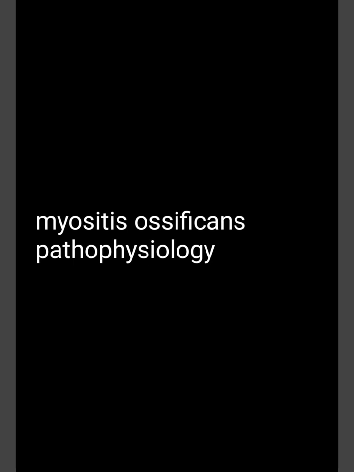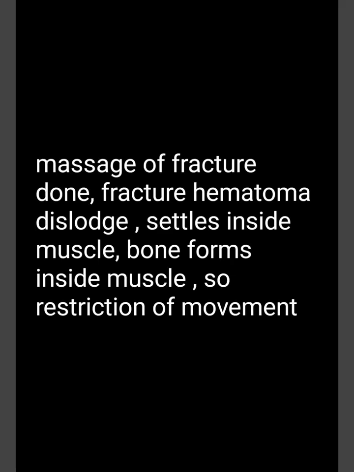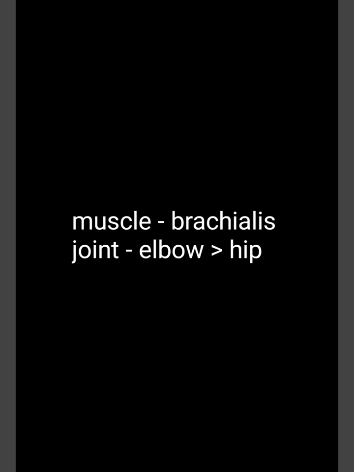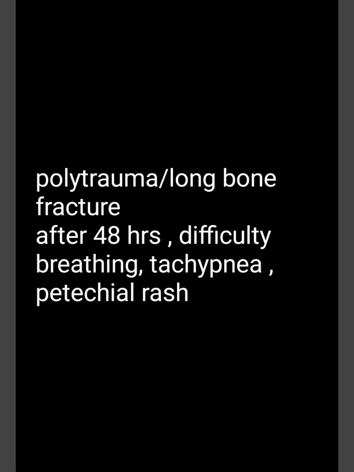Myositis ossificans pathophysiology: massage of fracture done, fracture hematoma dislodges, settles inside muscle, bone forms inside muscle, so restriction of movement. Most common muscle and joint involved in myositis ossificans: muscle, brachialis; joint, elbow greater than hip. Fat embolism syndrome features in fracture: polytrauma, long bone fracture. After 48 hours, difficulty breathing, tachypnea, petechial rash.